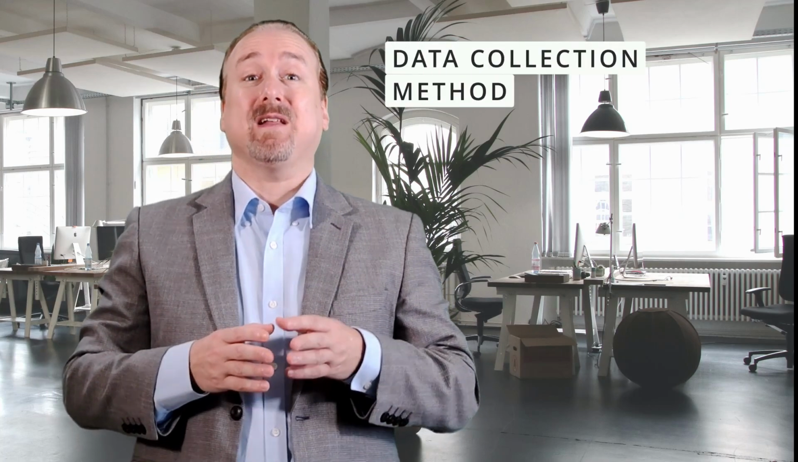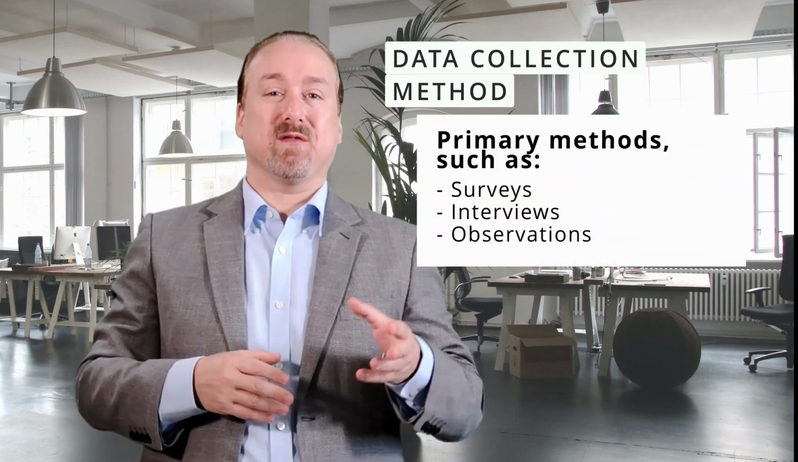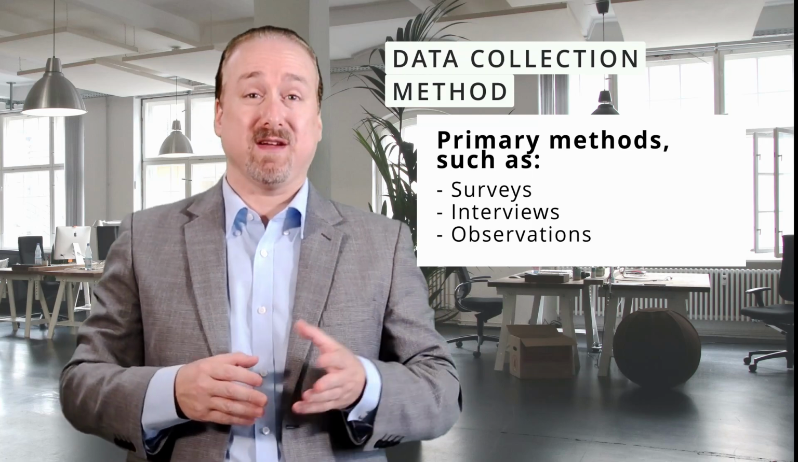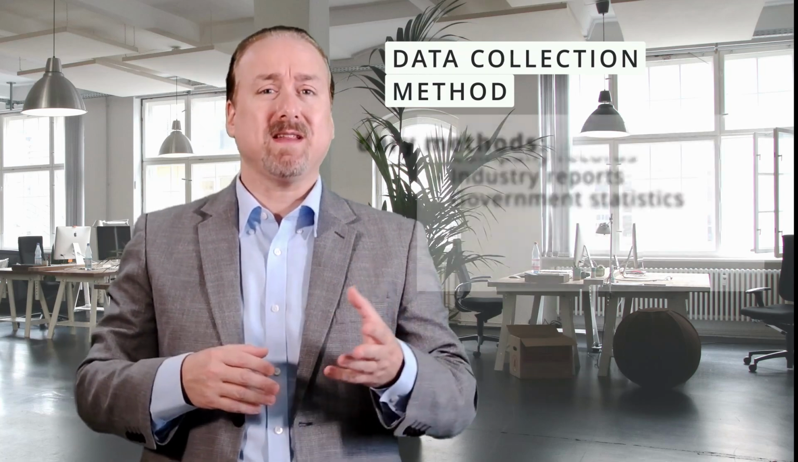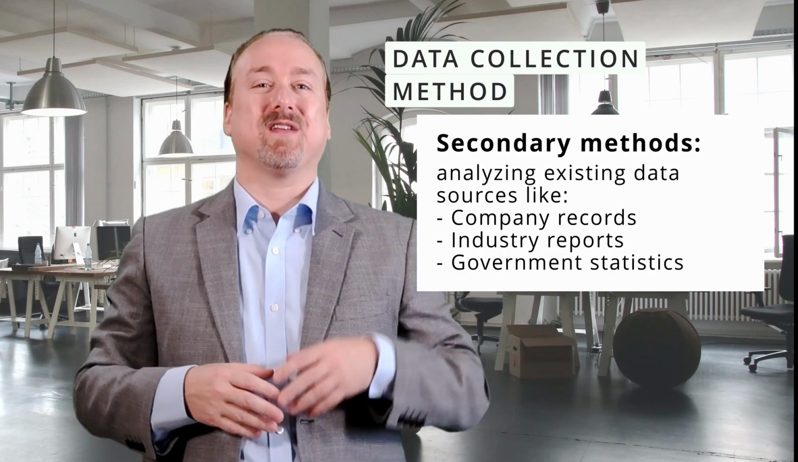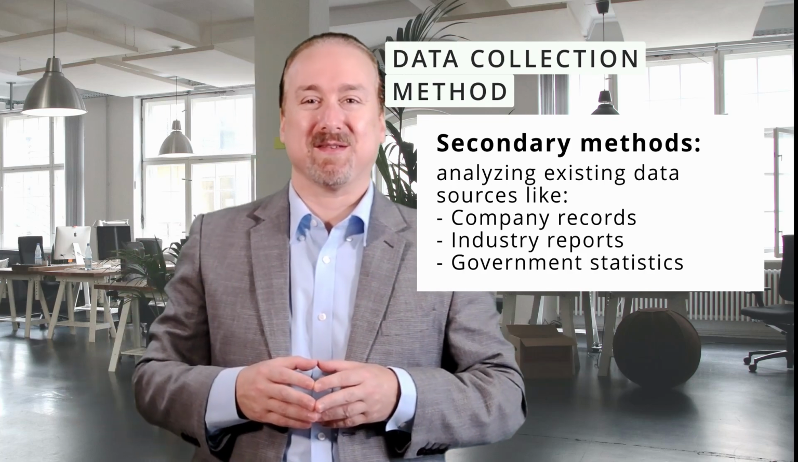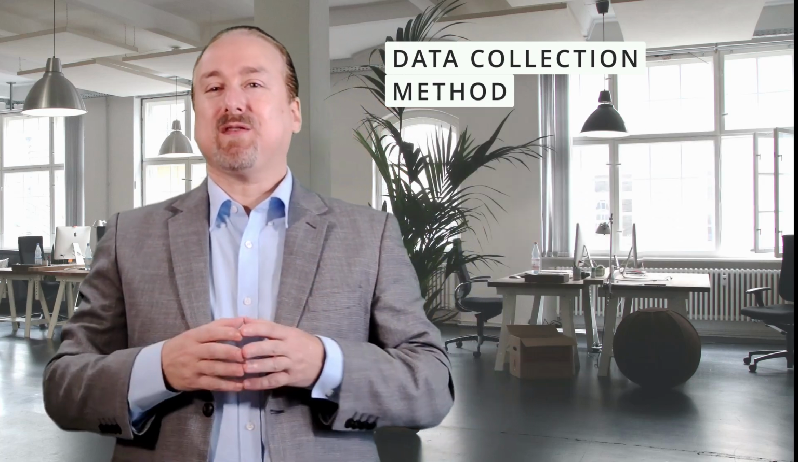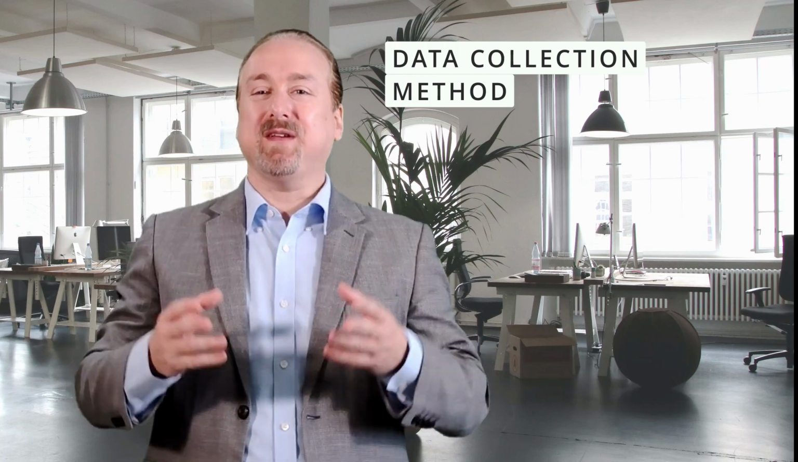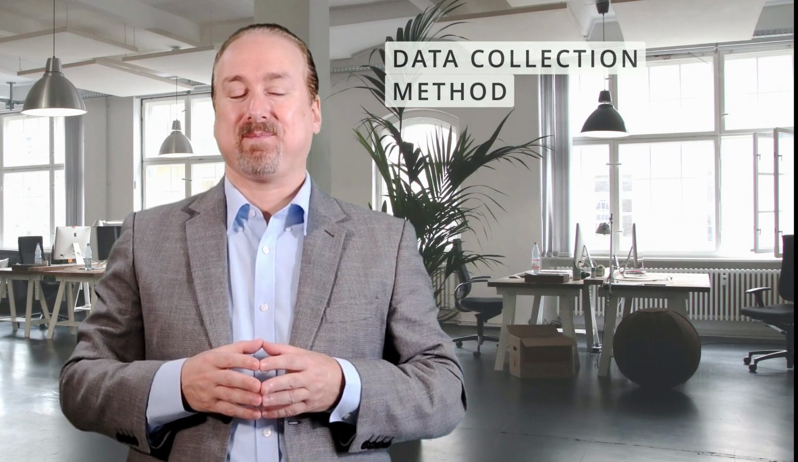With the research design in place, the next step is to select the most appropriate data collection methods. Now, these can include primary methods, such as surveys, interviews, and observations, or secondary methods, such as analyzing existing data sources like company records, industry reports, or government statistics. The choice of data collection methods depends on the research objective, budget, and available resources.